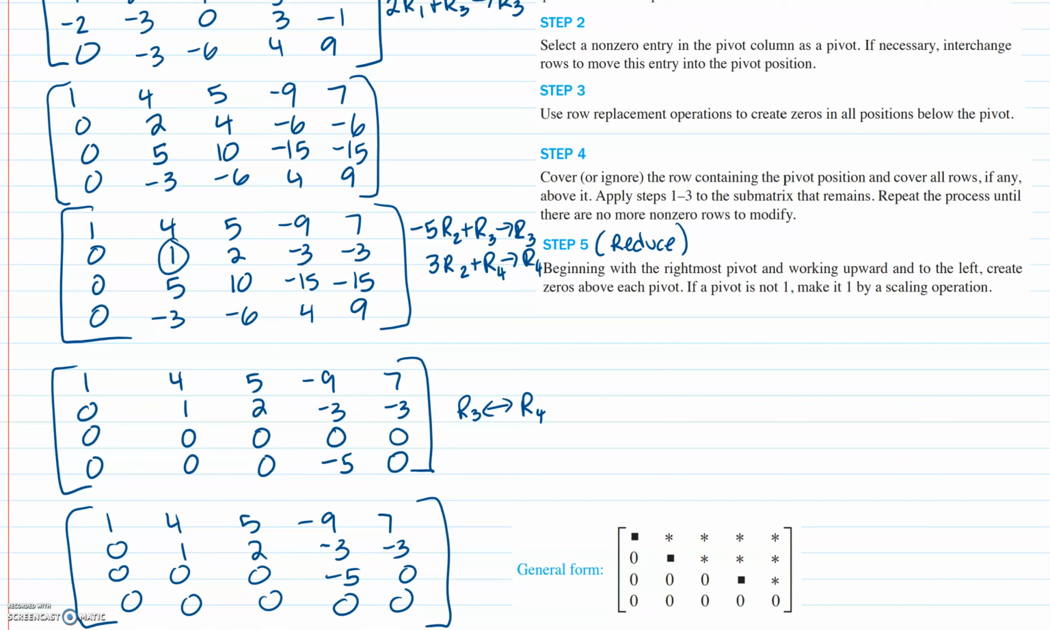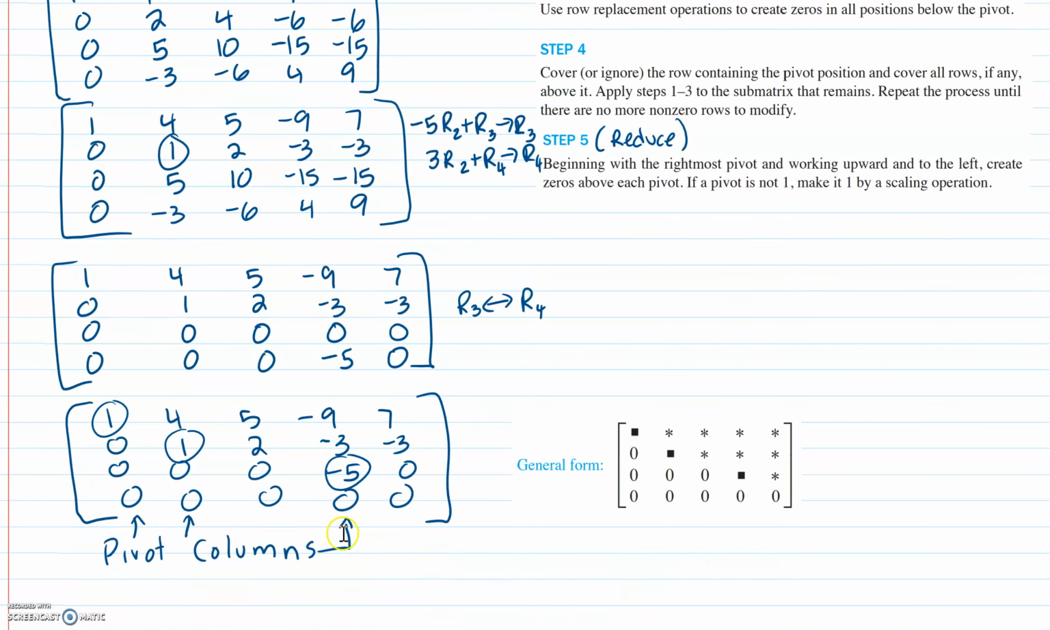This is in echelon form. Here's the general form right here. Here's my pivots. And here's my pivot columns. Step 5 is for a reduced echelon form, and we'll look at that next time.